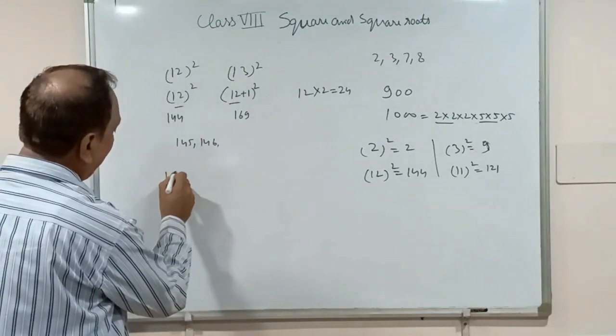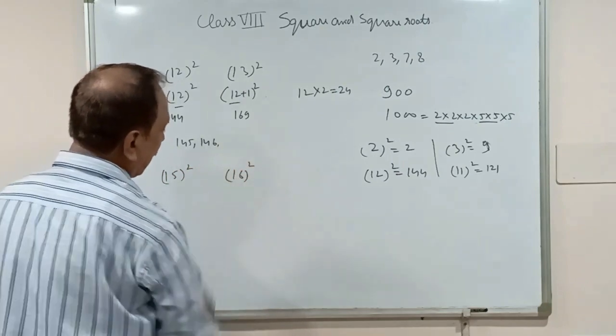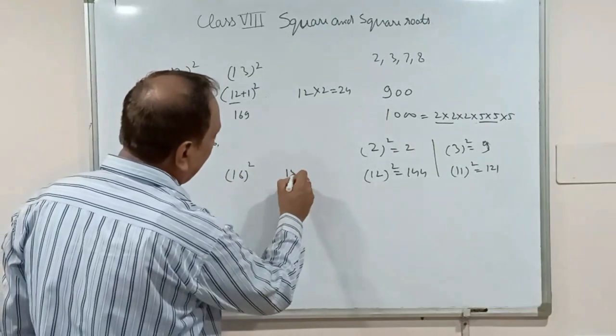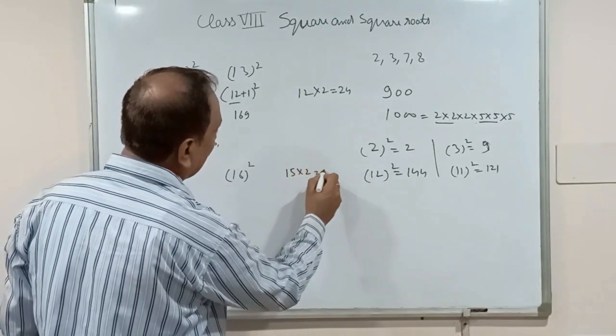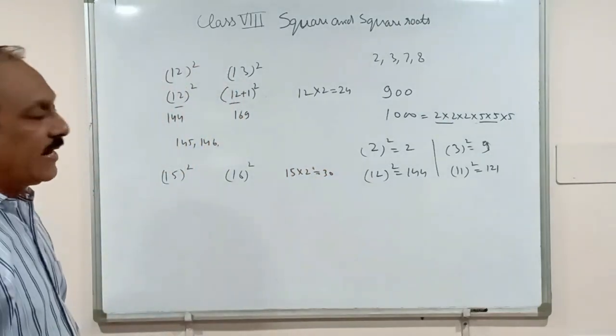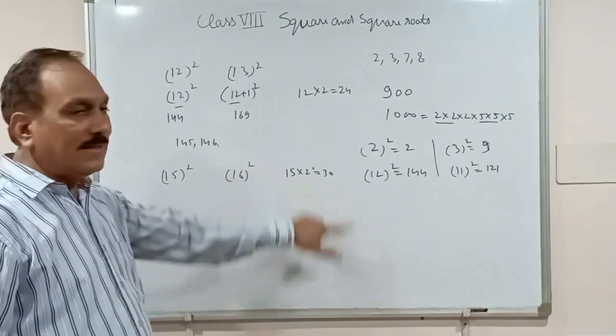Similarly, again next, 15 square and 16 square. This is also 15 plus 1, 15 into 2, this is 30. आप इजीली बिना स्क्वायर के निकाल सकते हैं. जो भी स्मॉलर नंबर है उसका डबल कर दें.